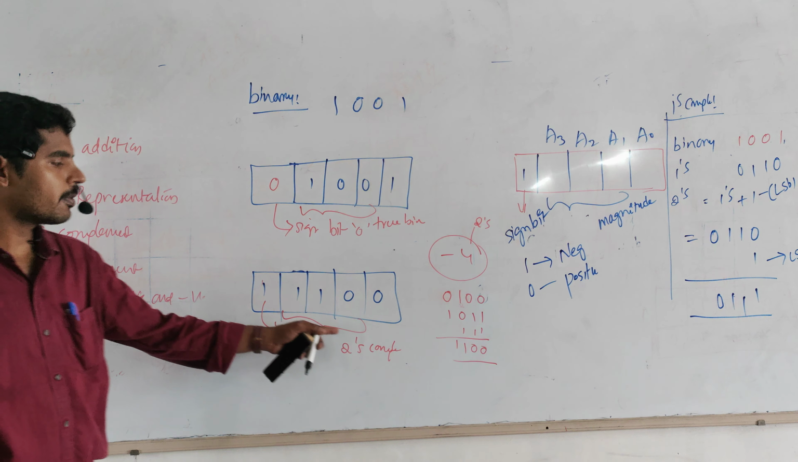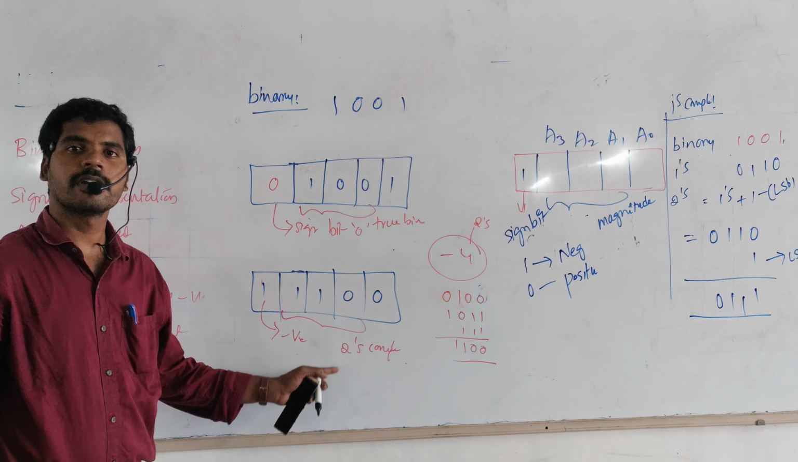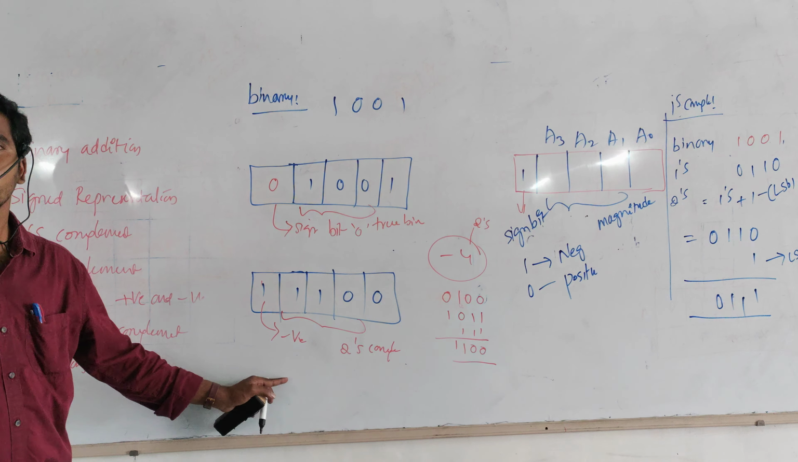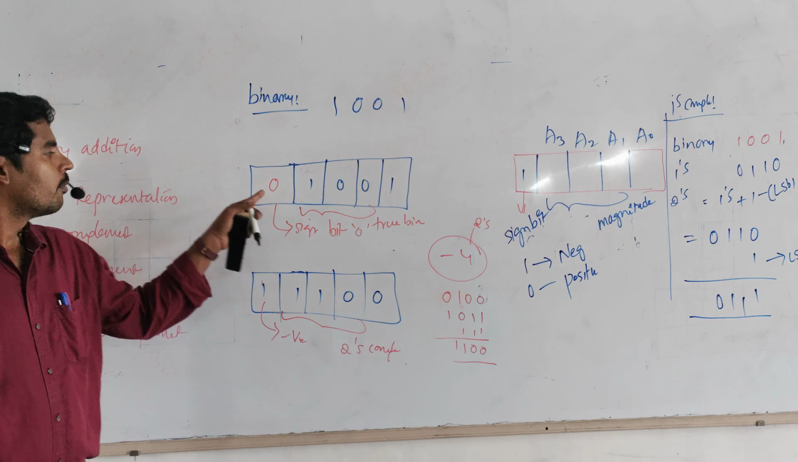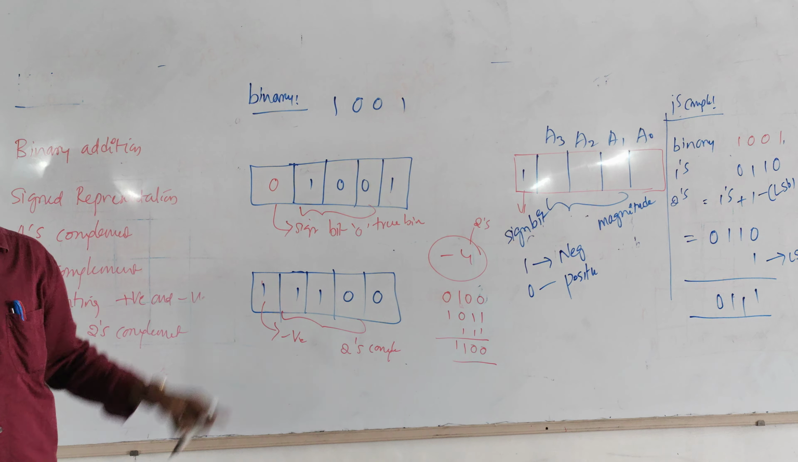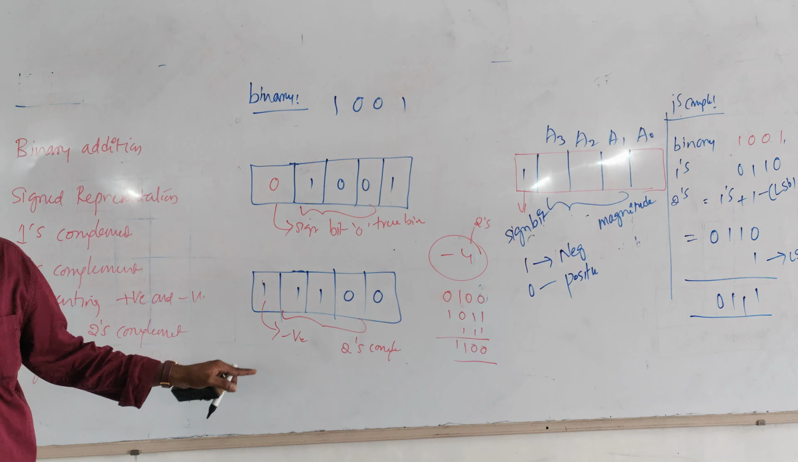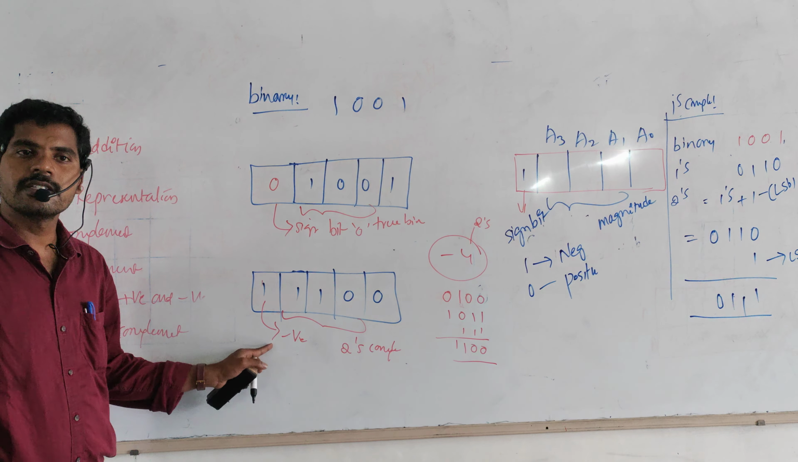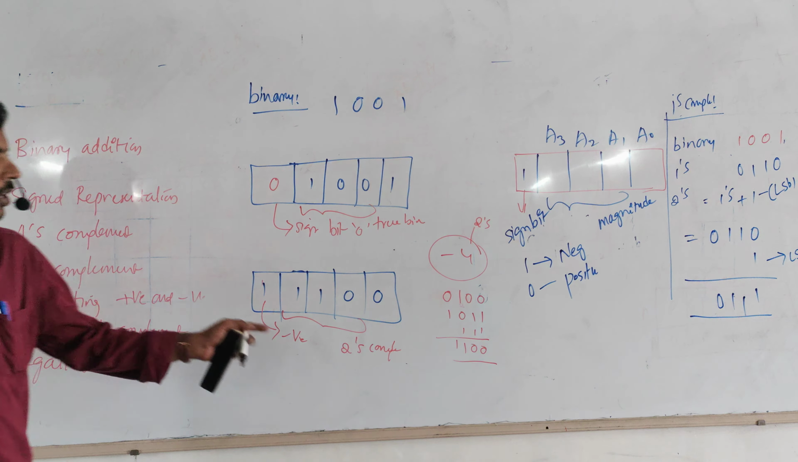Okay, if you want to represent a negative number with the help of 2's complement, you have to take the 2's complement of the negative number and represent that. If the number is positive, you represent it directly, but you have to change the corresponding sign bit to 0. If the sign bit is 0, that is a positive number. If the sign bit is 1, it is a negative number. Okay, that is one way of representing.